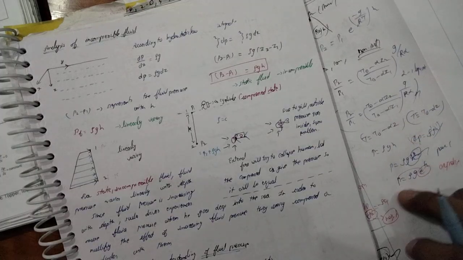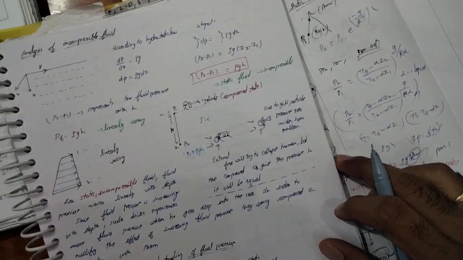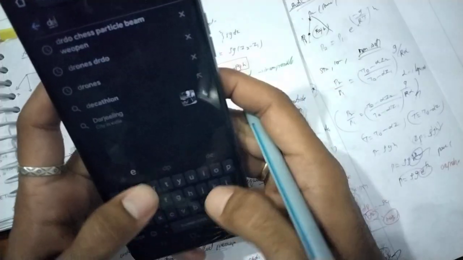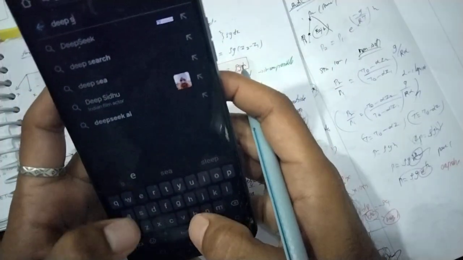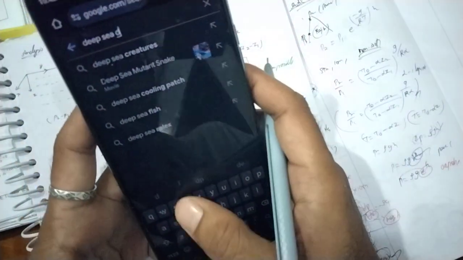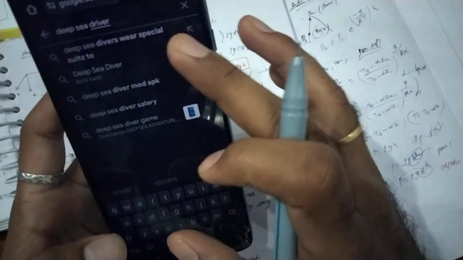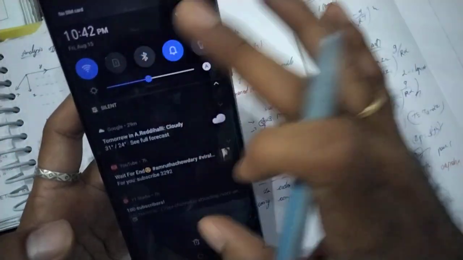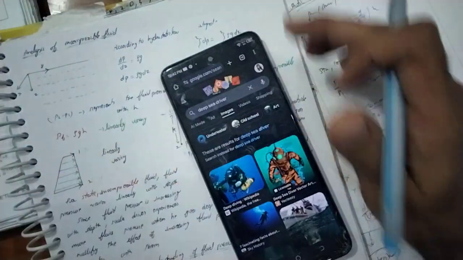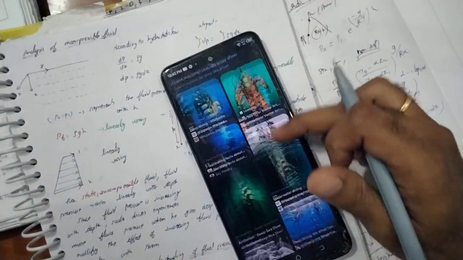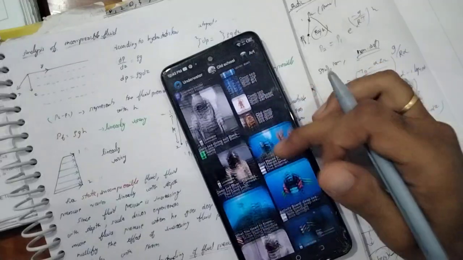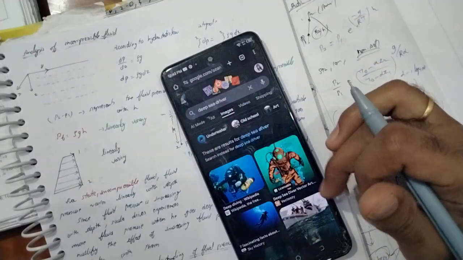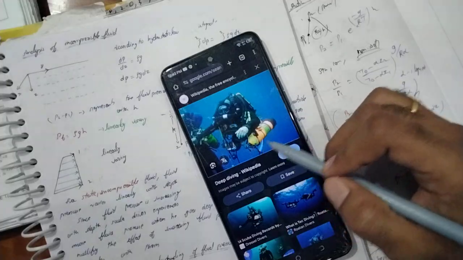The next thing is, sometimes you would have seen divers, the person who goes deep into the sea. Deep sea divers. Okay, this is our deep sea diver. Oh wow, see, he is beautiful. Okay, the deep sea divers. You can see when a person is a deep sea diver, there is a cylinder around him.